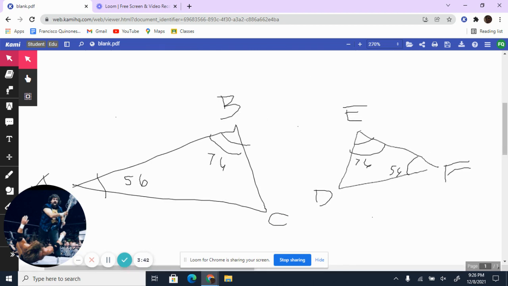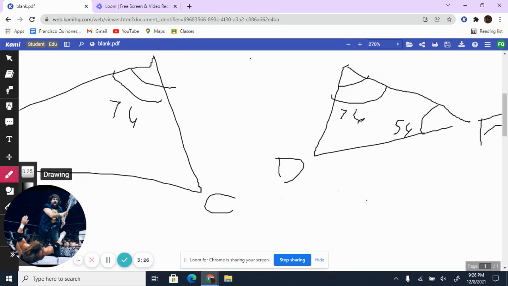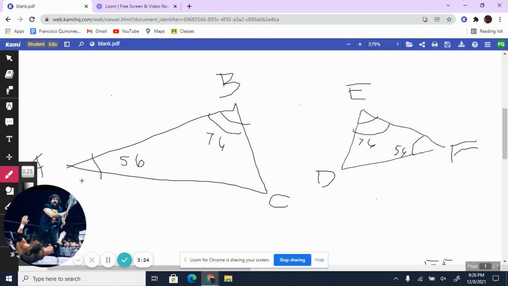According to the angle-angle, or AA, rule, if we have at least two pairs of congruent corresponding angles, the triangles must be similar. Angle BAC is congruent to angle EFD. Angle ABC is congruent to angle FED. Then angle BCA is congruent to angle EDF.